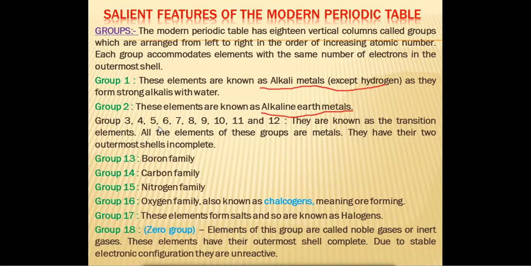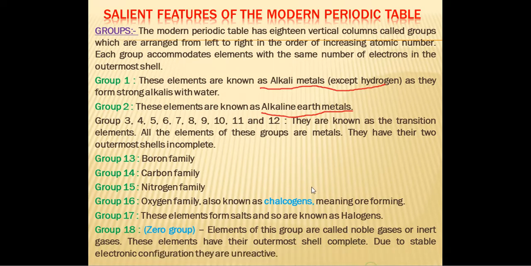Group number 3, 4, 5, 6, 7, 8, 9, 10, 11, 12, means from group number 3 to 12, these elements are known as transition elements. All the elements of these groups are metals, and they have their 2 outermost shells incomplete. Since their outermost shell is incomplete, that's why they are known as transition metals.